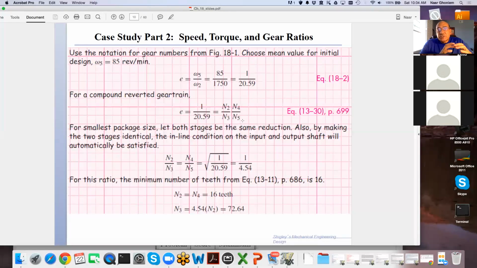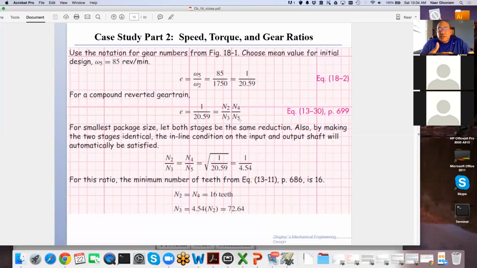Then the input shaft, the input gear, has to spin a lot faster than the output gear. And the only way it can do that is if the input is smaller than the output. So it spins a lot, and then the output spins slowly by a factor of 20. And you reduce it in 2 steps, so N2/N3, N4/N5. So you have some uncertainty about what to do with this ratio, how to split it.